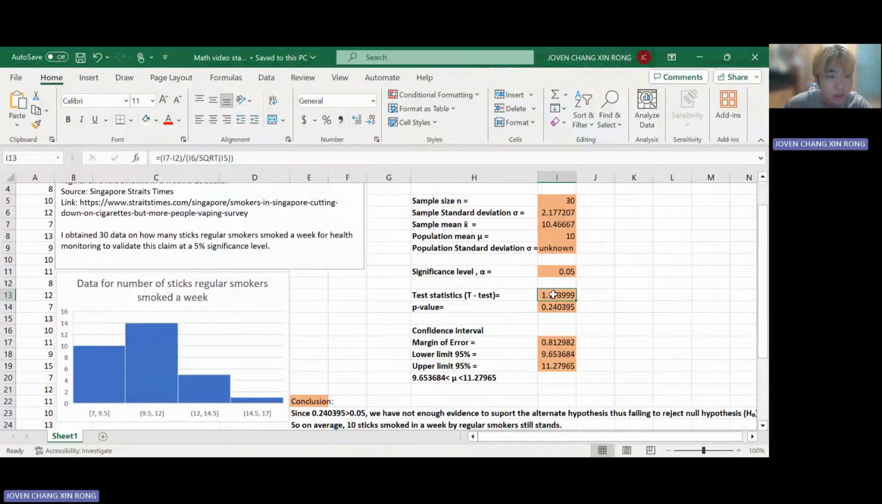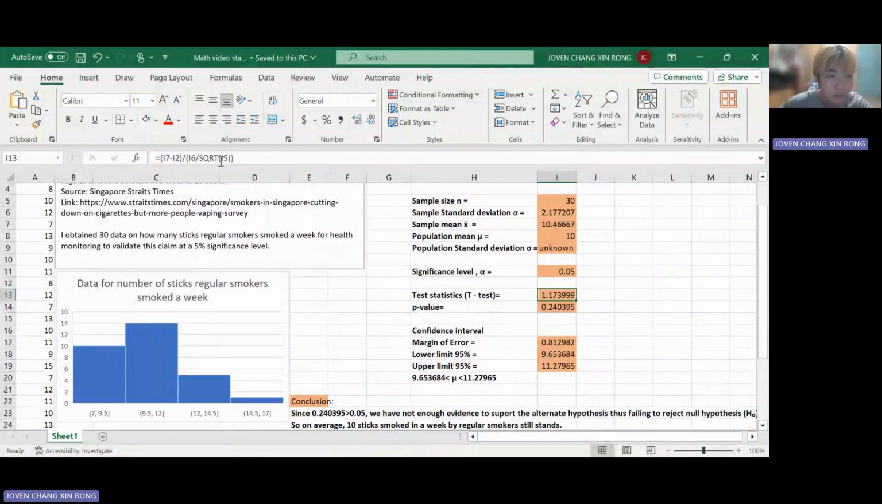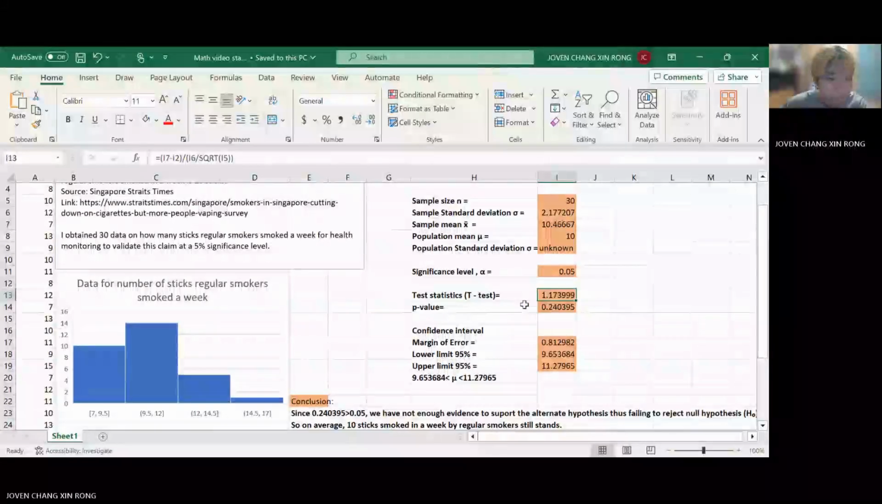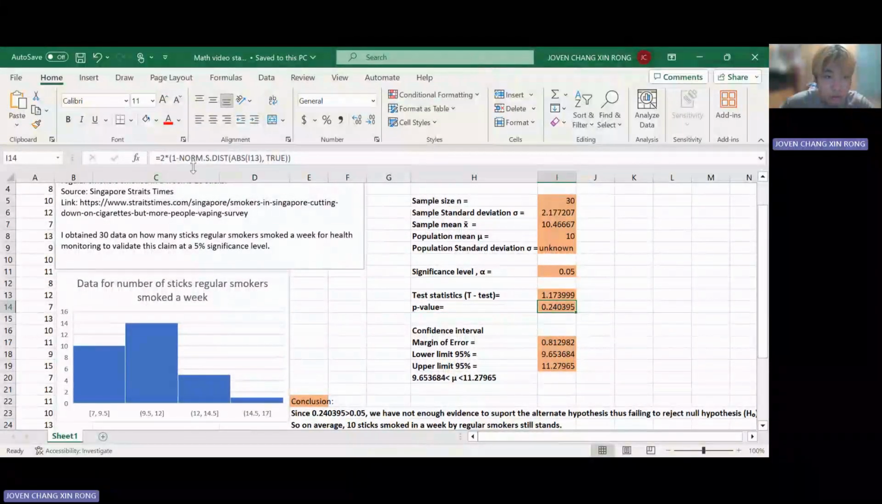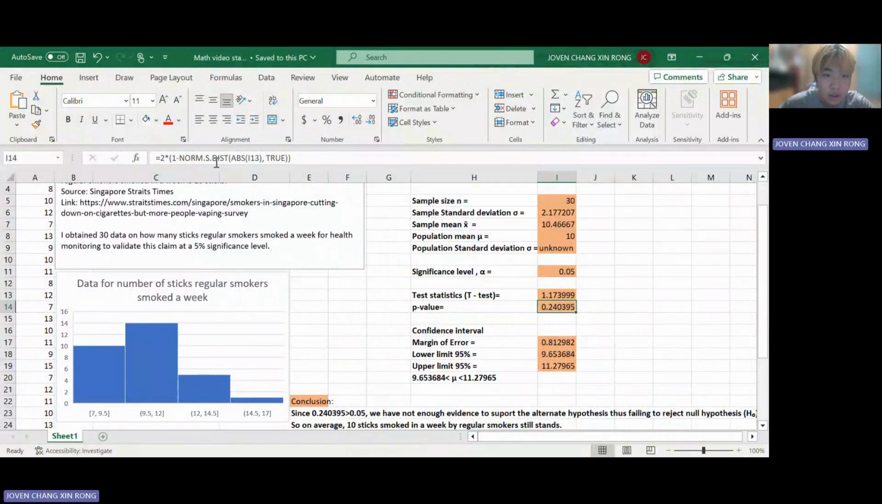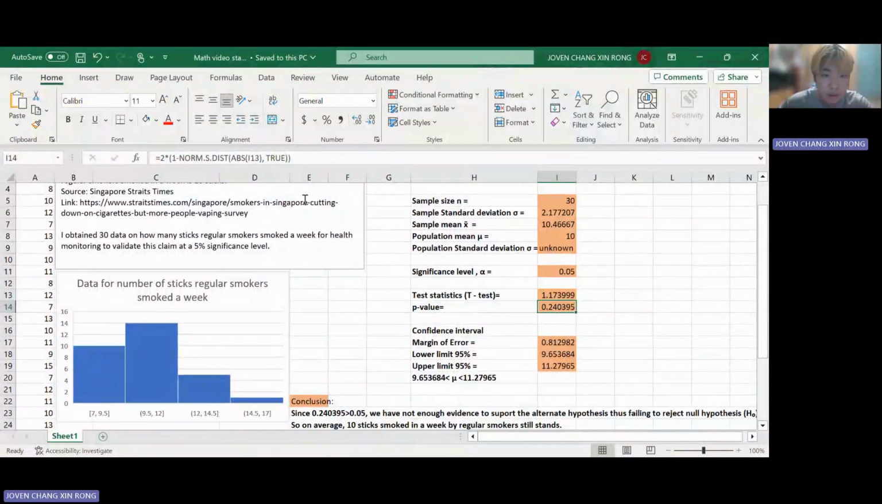The formula for the t-test, as shown, is I7 minus I2, which is my sample mean minus my null hypothesis, divided by I6, my sample standard deviation, divided by the square root of I5, my sample size. To find the p-value, as you can see, which will be used to test our null hypothesis, I use the formula 2 times (1 minus NORM.S.DIST(ABS(I13), which is my t-test), TRUE).